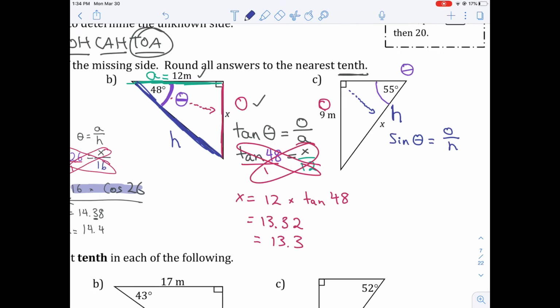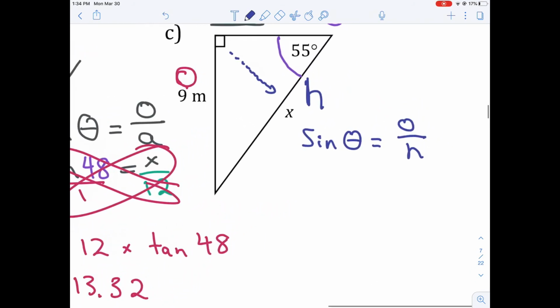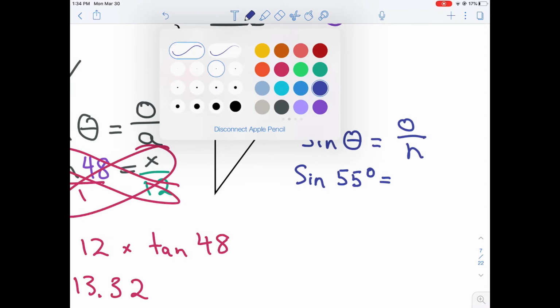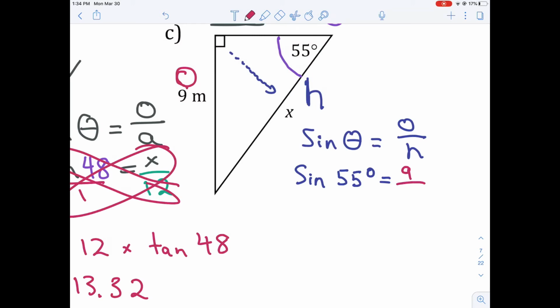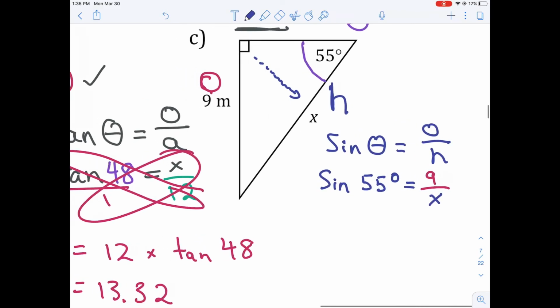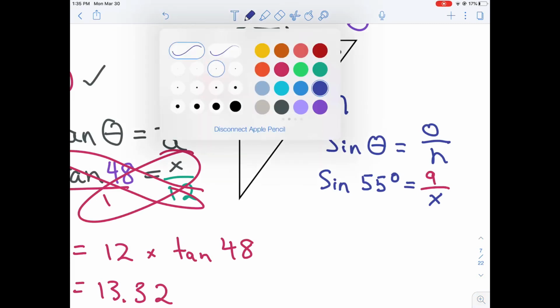And now let's fill in the numbers one last time. Sine of my angle, which is 55 degrees. My opposite is 9. And then my hypotenuse is x. All right. So what do you notice about this one that's slightly different than the other one? This one has the x on the bottom. You're still going to do the same thing, cross multiply and divide to get your answer.